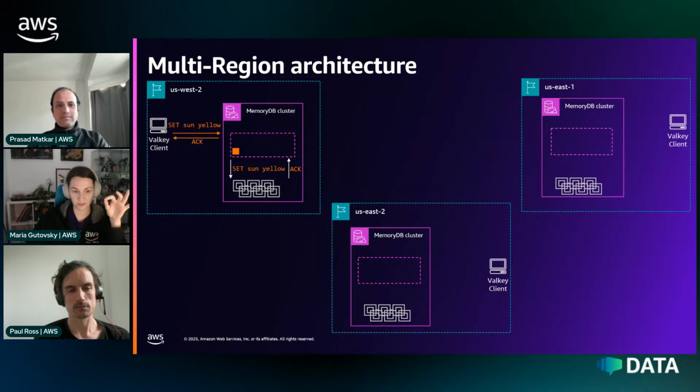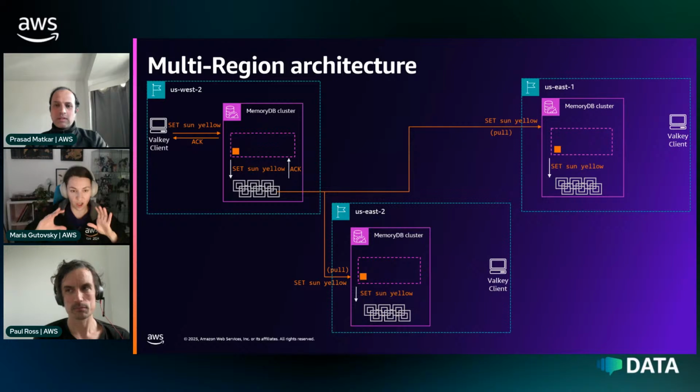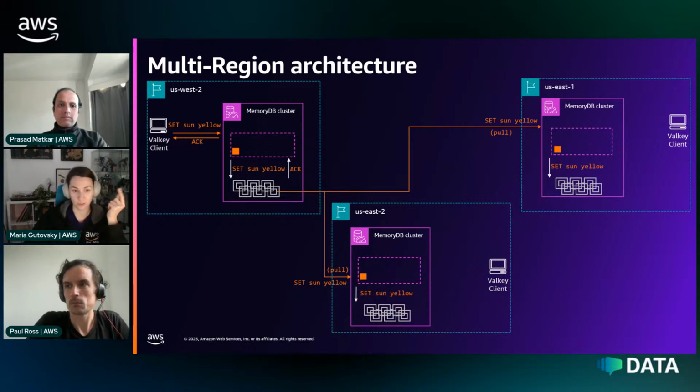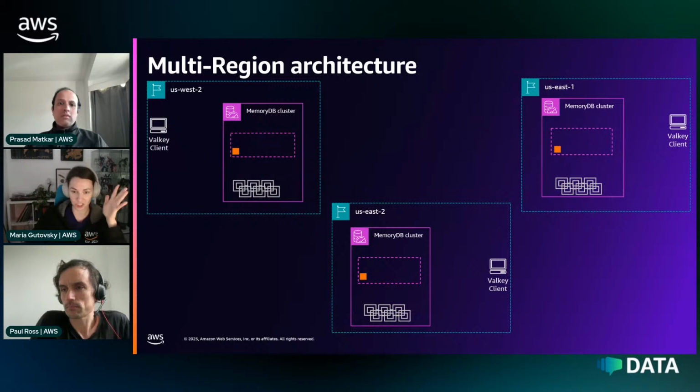After that, the transaction log from one region pushes this information to the clusters in other regions. So now all the other regions, US West 2 and US West 1, also got this orange rectangle, which is the command set sun yellow. And now we have it everywhere. This process is asynchronous, so the client on US West 2 is not sitting and waiting while we are replicating it. We're still in memory. We still want to be fast. So we're just pushing this to other regions.